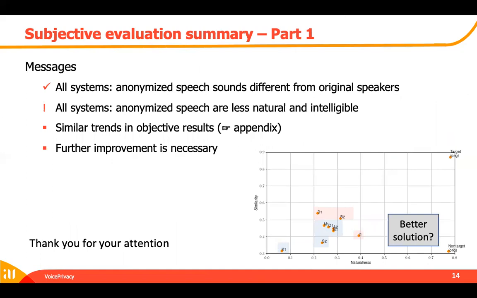I will quickly summarize what we have learned from the subjective evaluation. The results given by the native English listeners tell us that all the anonymization systems can hide the speaker identity quite well, but all of them degrade the intelligibility and the naturalness of the anonymized speech. There was either artifact or distortion in the anonymized speech, and some of them even degrade the intelligibility of some of the words. All the results indicate that we need further improvement to maintain the naturalness and the intelligibility of the anonymized speech.